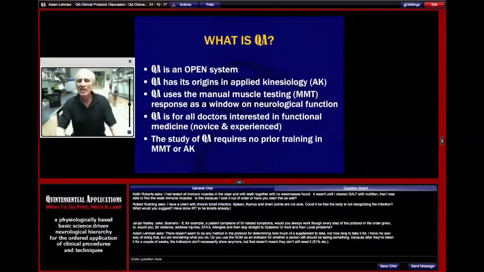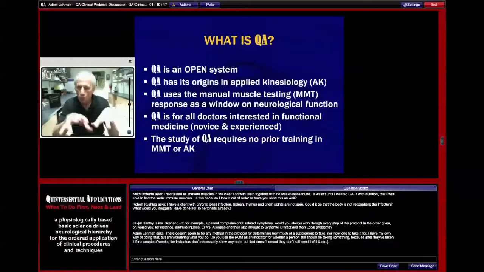So QA is an open system. It has its origins in applied kinesiology. It uses the manual muscle testing response as a window on neurological function. It's for all doctors interested in functional medicine, novice and experienced, and requires no prior training in manual muscle testing or AK because we use a comprehensive approach in teaching it.